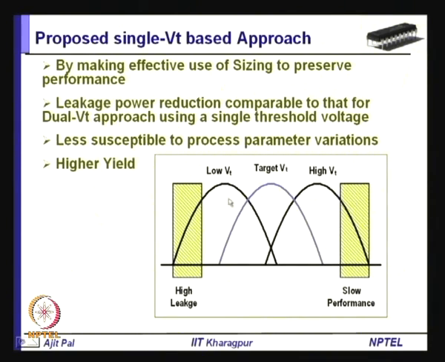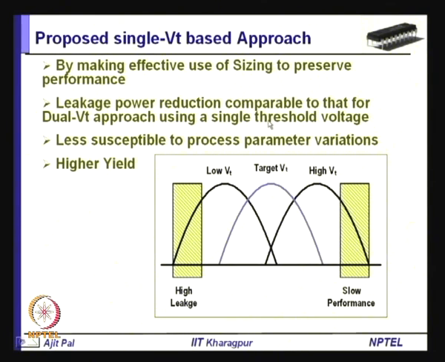How can it be overcome? A single VT based approach has been proposed, and I shall discuss that. This single VT based approach makes effective use of sizing to preserve performance. Here the sizing has been used judiciously to preserve performance, and leakage power reduction has been achieved by using a single threshold voltage, and it has been found that the leakage power reduction is comparable to that of the dual VT approach. So, that is the beauty of this approach. Without using dual threshold voltage, you are able to achieve leakage power reduction comparable to the dual threshold voltage approach.